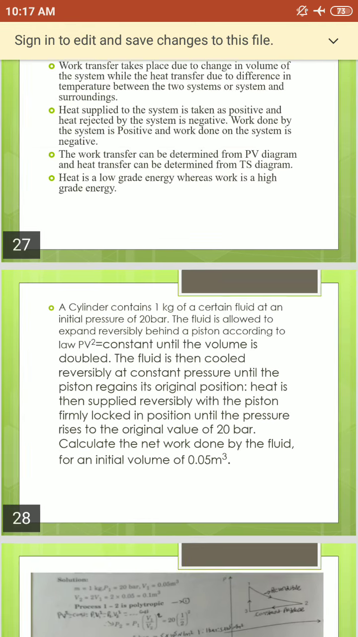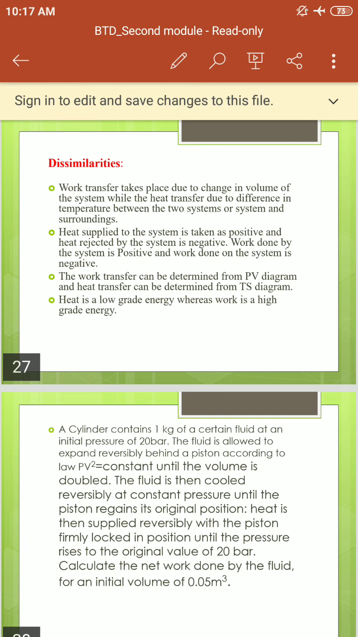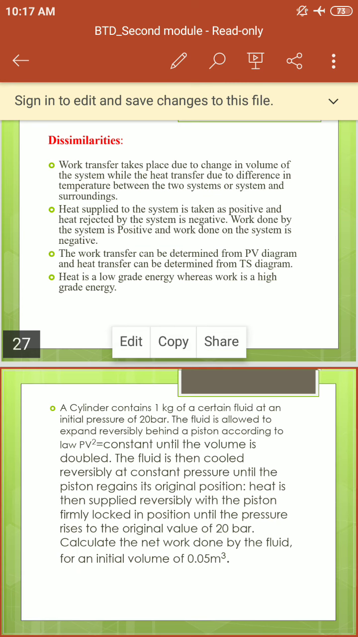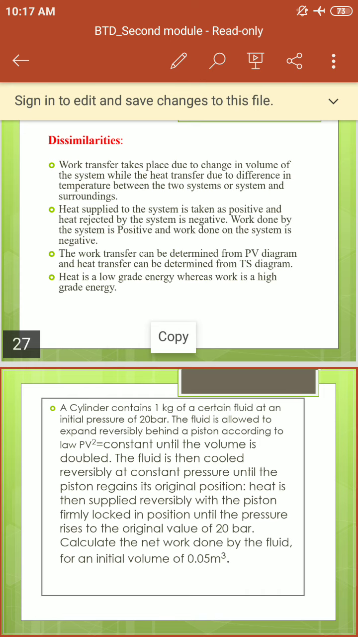Okay. Listen here. What is the question given? A cylinder contains 1 kg of a solvent fluid. 1 kg means what? It is your mass. Mass is given. First I will read that question, afterwards I will explain what the given data is.